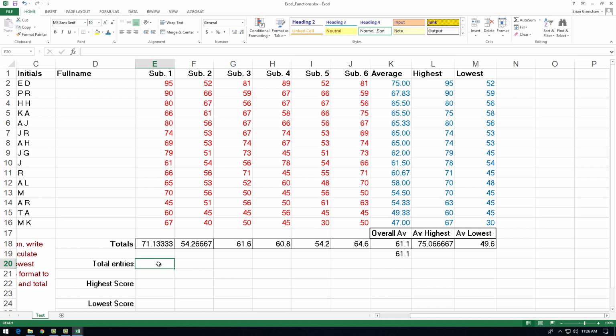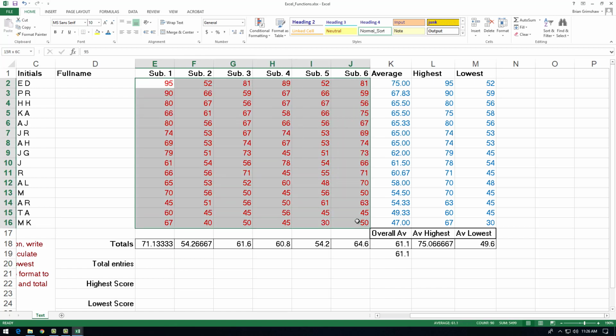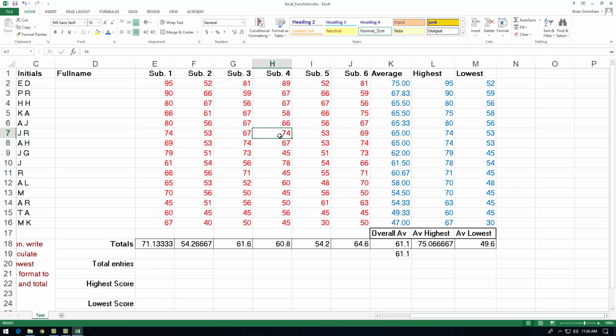I want to know as a teacher, how many assignments did I actually grade? That means I'm talking about the numbers in red. Those are actually graded assignments. The teacher graded the assignment, typed the number in. So if I was super lazy and wanted to do this the hard way, I could just count these up. 1, 2, 3, 4, 5, 6, 7, 8, 9, 10. That would take a while.